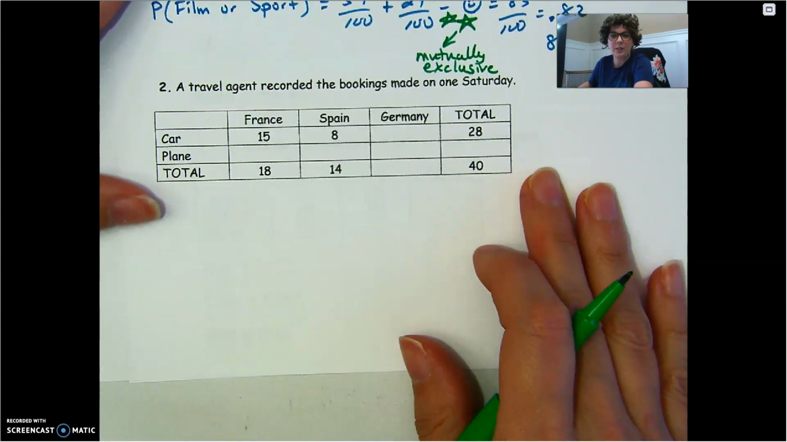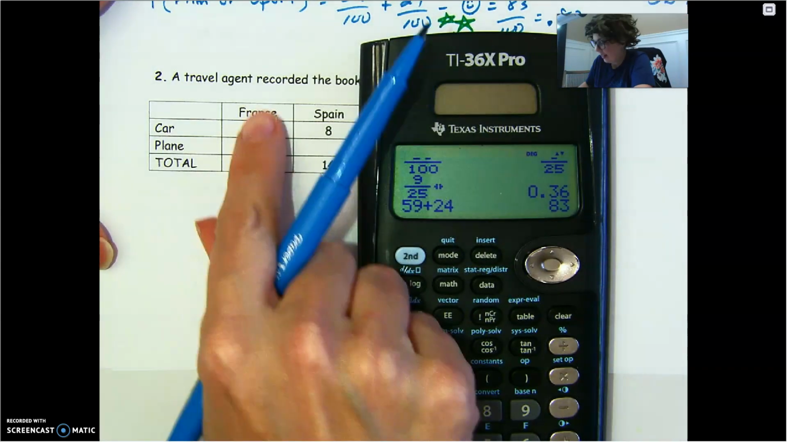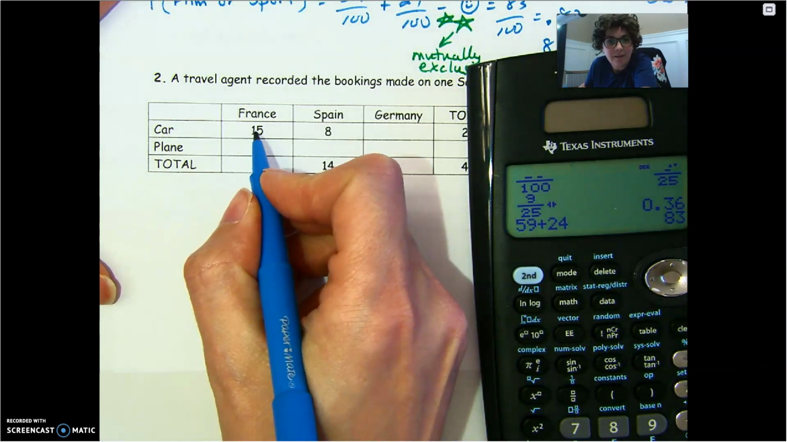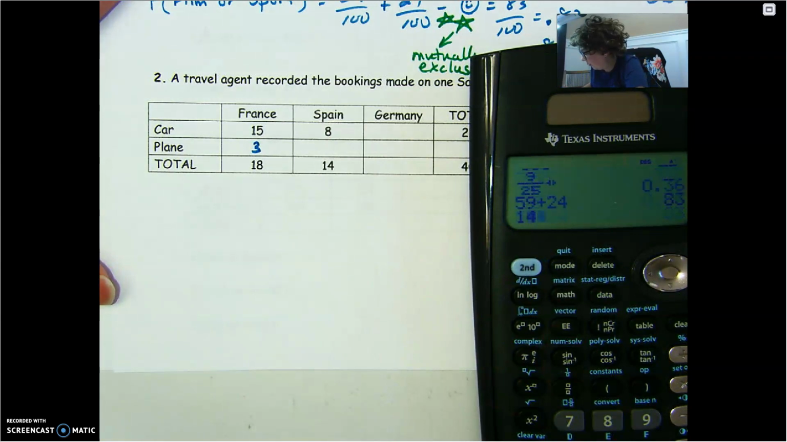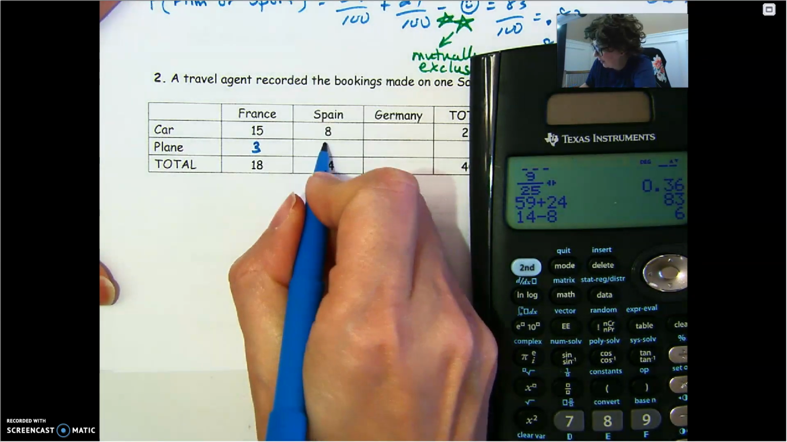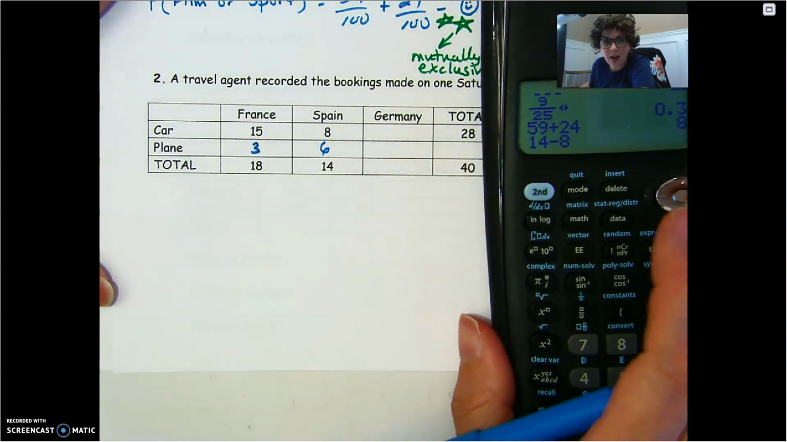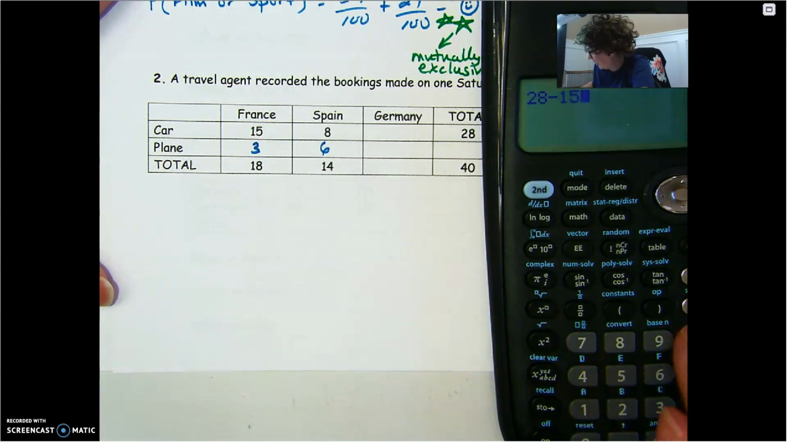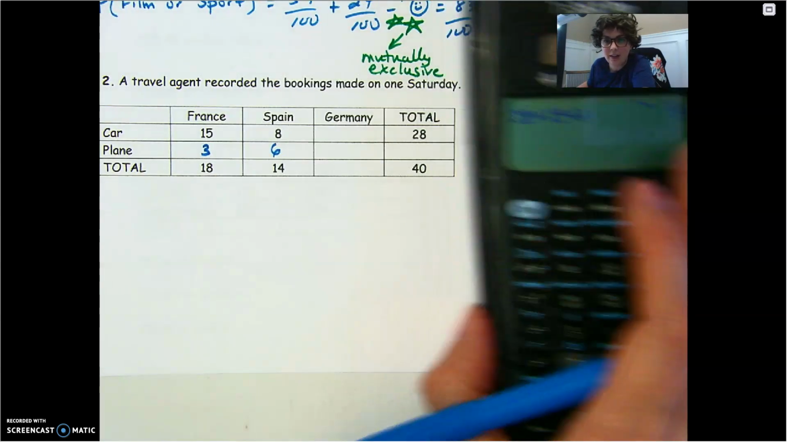First thing we got to do is finish off the chart. So let's see, I'm going to do this column first. Why not? The total is 18. I already have 15 here, so that has to be 3. Here we have 14, so 14 minus the 8, that leaves me 6. Going across, that top row has to total 28. I see 15 and I see 8 already there, so if I get rid of what they've already given me, that leaves 5.